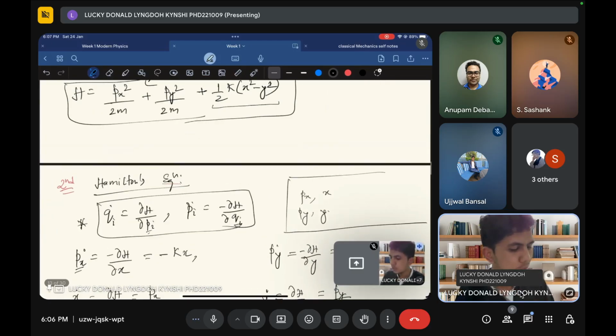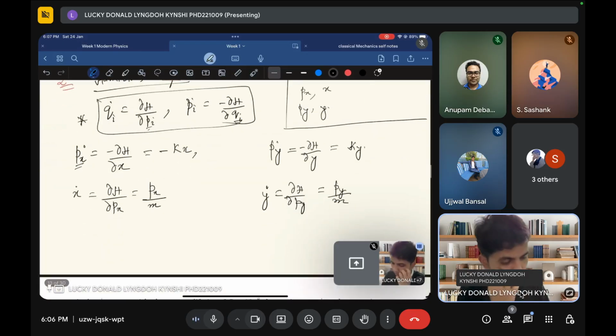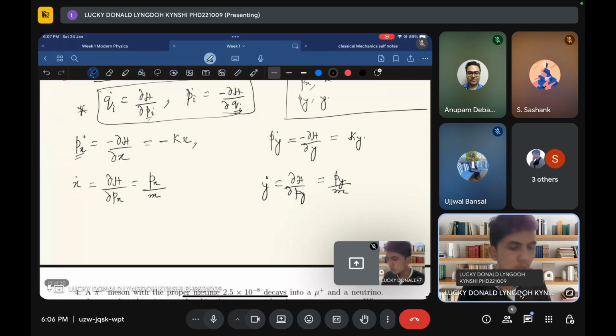Again you have to differentiate this equation, del h by del py. So now you already have the equation of motion, x dot, now y dot. This is what is called your equations of motion, or Hamilton's equations. Now you have to solve these equations. This is x dot and this is y dot.